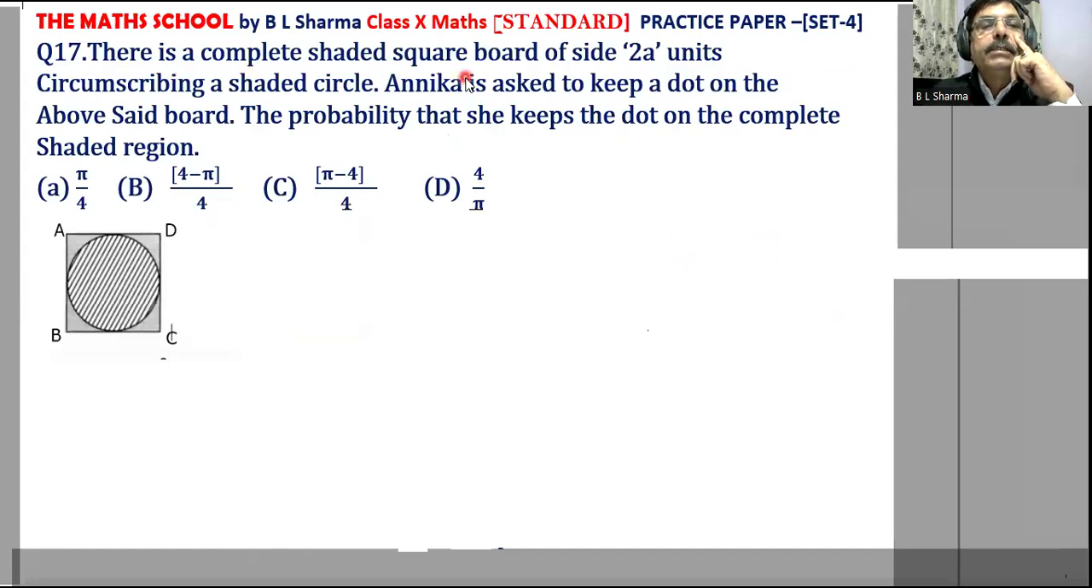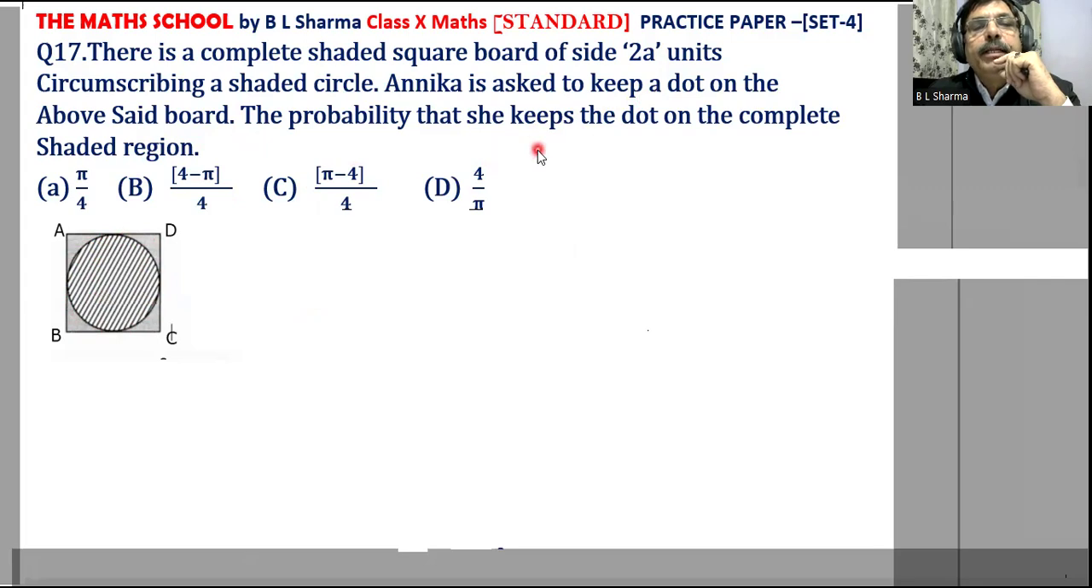There is a complete shaded square board of side 2A. एक side 2A है इसका. This 2A, 2A units. Circumscribing a shaded circle. जो shaded circle है इसको touch करता है. Anika is asked to keep a dot on the above said board. इस board पे अनिका को ये बोला गया है कि you have to put a dot.